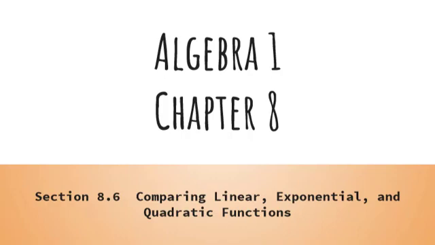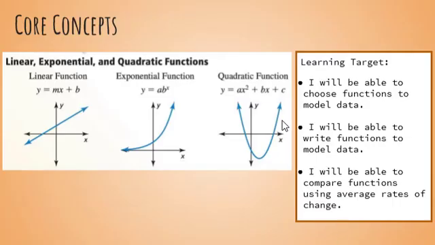Section 8.6 is comparing our linear, exponential, and quadratic functions. For your learning target, you will be able to choose a function to model data. You will be able to write a function to model data, and you will be able to compare functions using average rate of change.